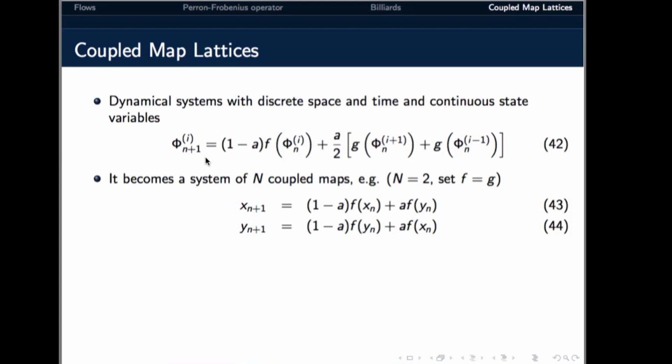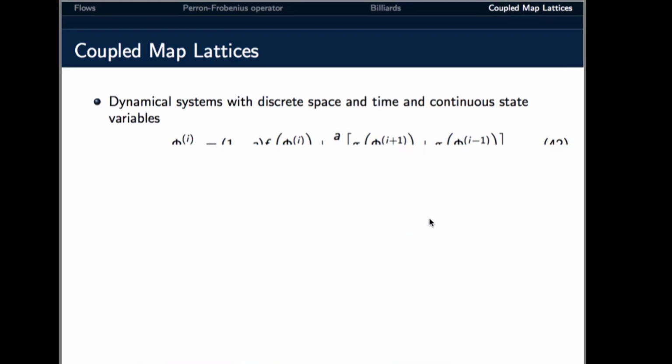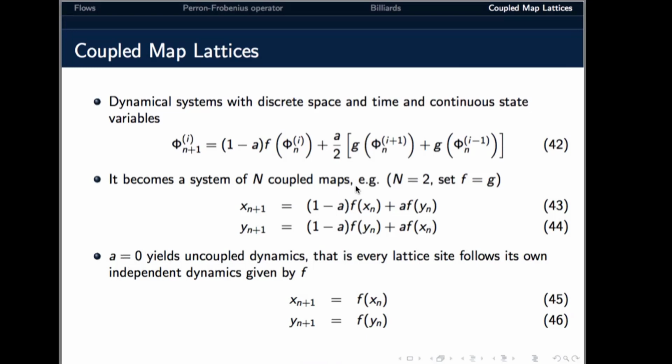Now, this can be equivalently written as a system of n coupled maps, deciding how many sites you want your lattice to have. So for example, in the simple case of n equals 2, and also choosing g equal to f, we have these coupled maps. This is a very simple form. It's also kind of symmetric. So if you have a equals 0, then you have uncoupled dynamics. It means that every lattice site follows its own independent dynamics given by F, and there's no interaction between nearby lattice sites, right?